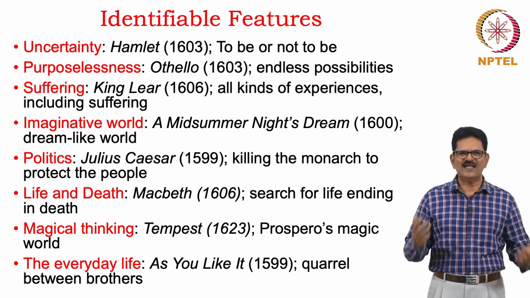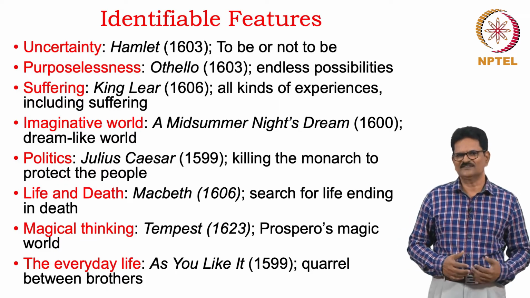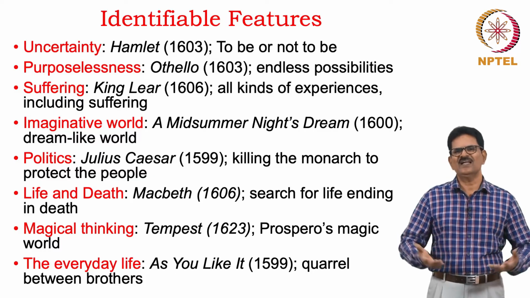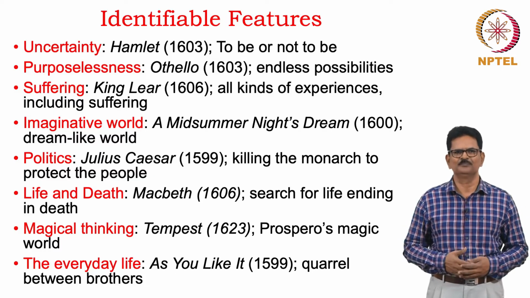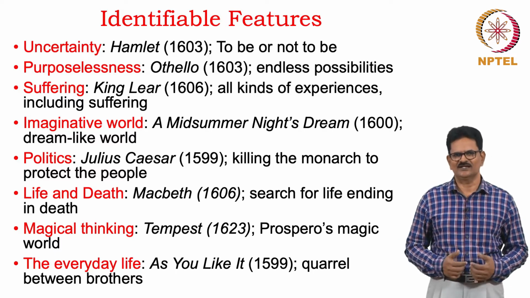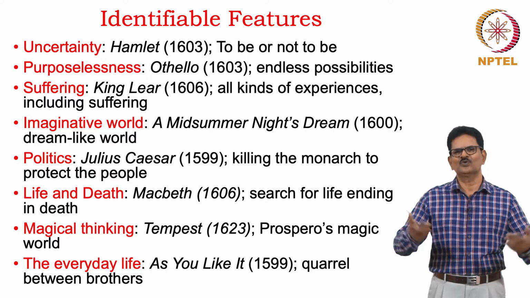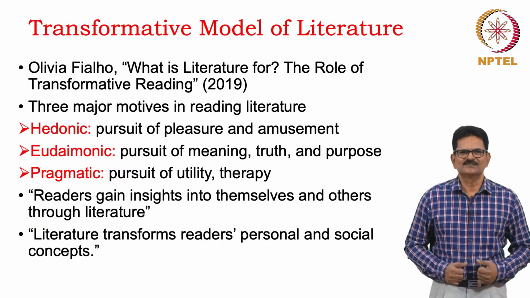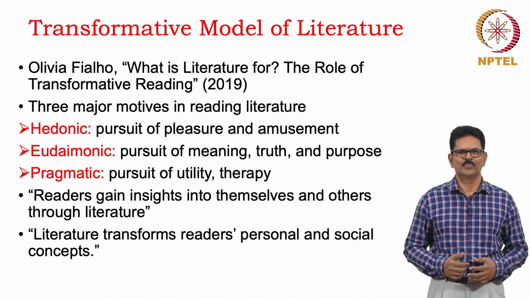We also have magical thinking in The Tempest, where we have the protagonist Prospero using magic to create a magical world. And lastly, we can find everyday life in As You Like It, where we have the common quarrels between two brothers. Finally, we come to this transformative model of literature.